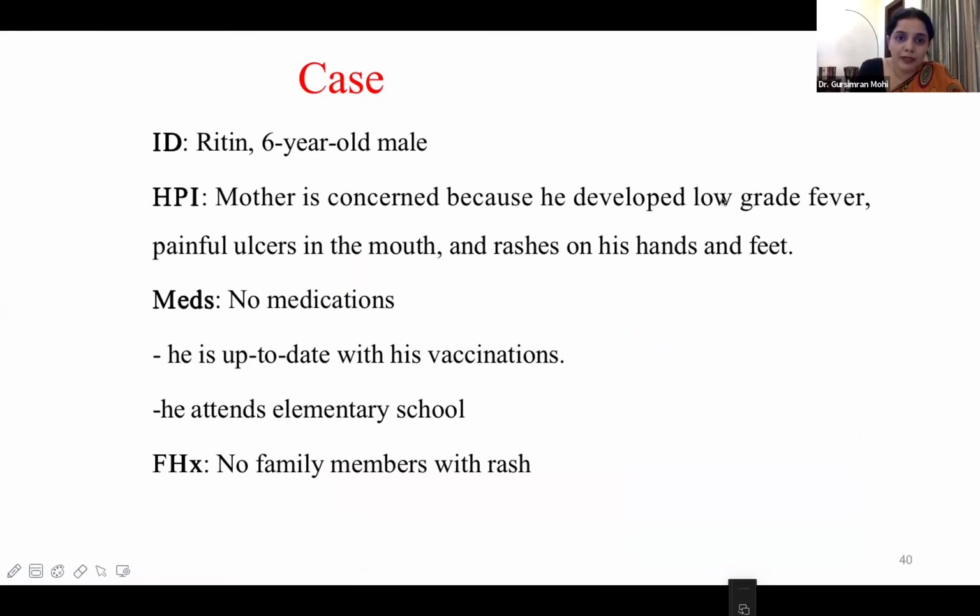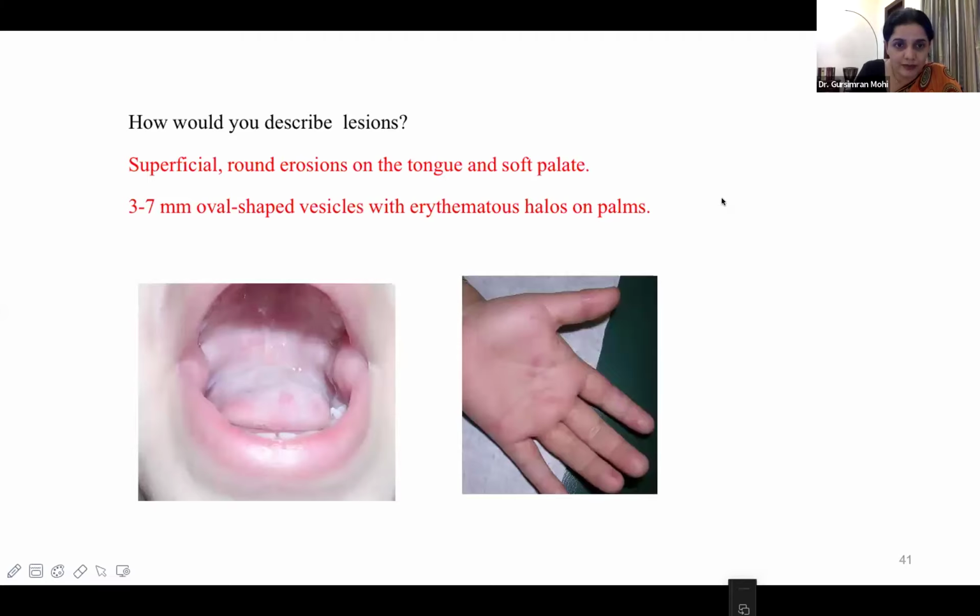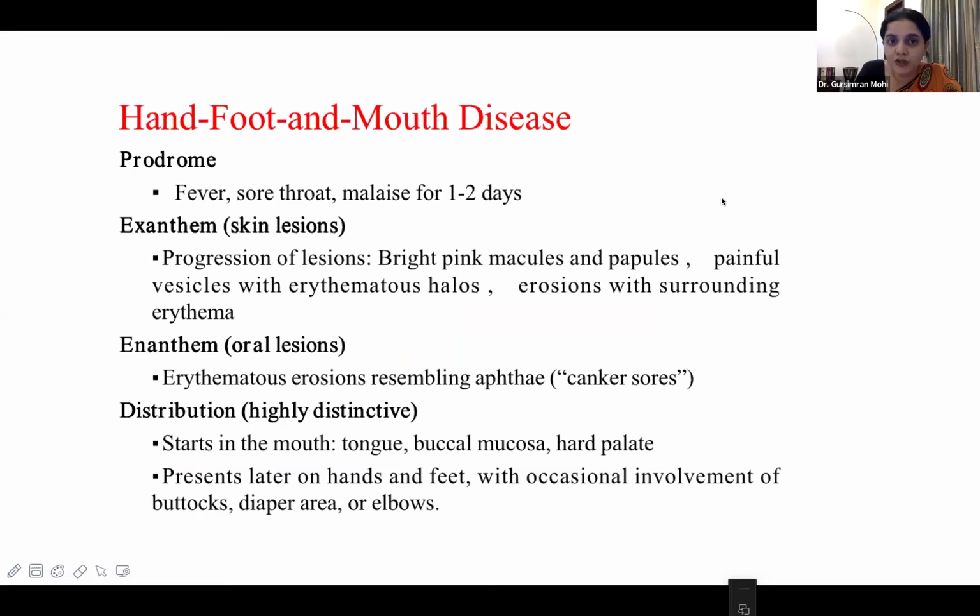The next case is a 6-year-old male. The mother is concerned because he developed low-grade fever, painful ulcers in the mouth, and rashes on his hands and feet. No medication was given, he is up to date with vaccination, and he attends elementary school. This case clearly shows particular rashes on the mouth, hands, and feet. The rashes are superficial, round erosions on the tongue and soft palate, and 3 to 7 mm oval-shaped vesicles with erythematous halos on the palm. So we are dealing here with a patient of hand, foot, and mouth disease.